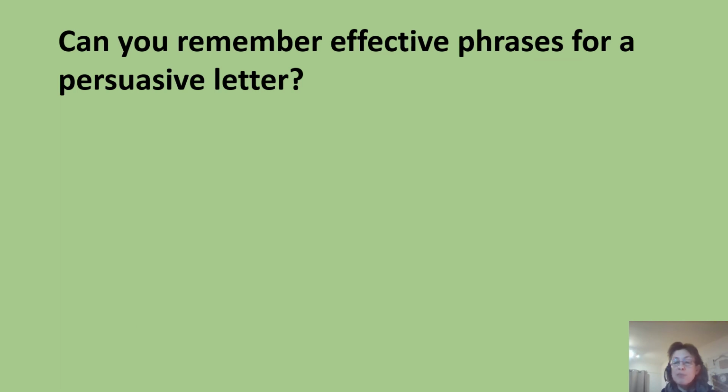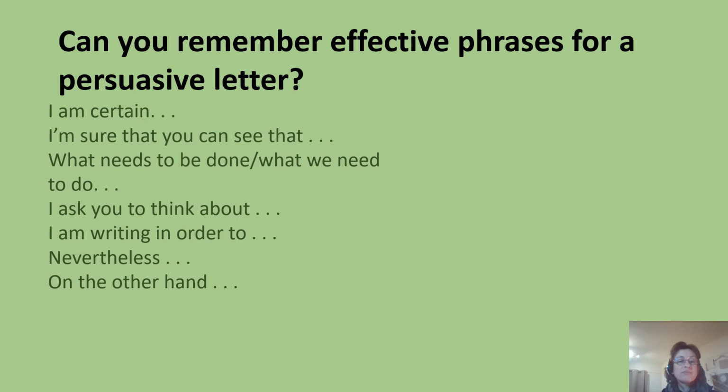Can you remember some effective phrases for a persuasive letter? I'm sure you can see that what needs to be done or what we need to do. I ask you to think about, I'm writing in order to, nevertheless, on the other hand. Notice that some of these are in the first person, but the example earlier was in the third person and very much talking about the topic. So your style is up to you, but the third person is a bit more sophisticated.